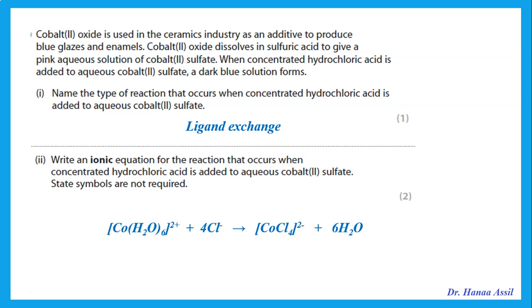Write an ionic equation. So what are we doing? We are starting with cobalt solution, cobalt sulfate or cobalt anything. An aqueous solution means the central atom, the cobalt metal ion, will form complexes with water. So we start with the cobalt water 6 complex. Then we're adding chloride and we're exchanging the water with chloride ions. So this is called ligand exchange. And of course you need to balance this equation.